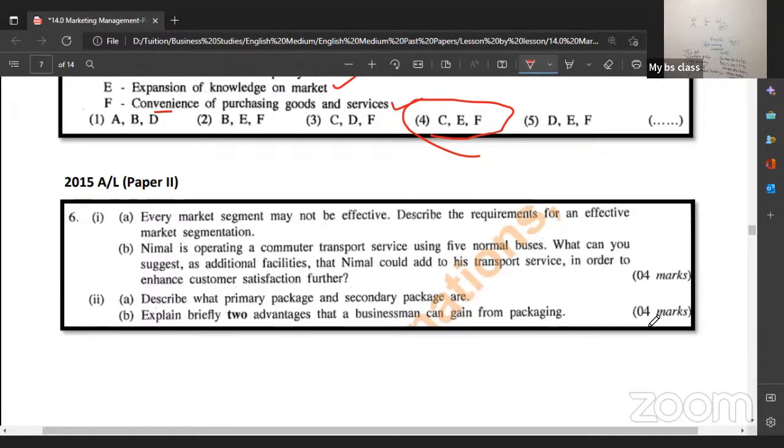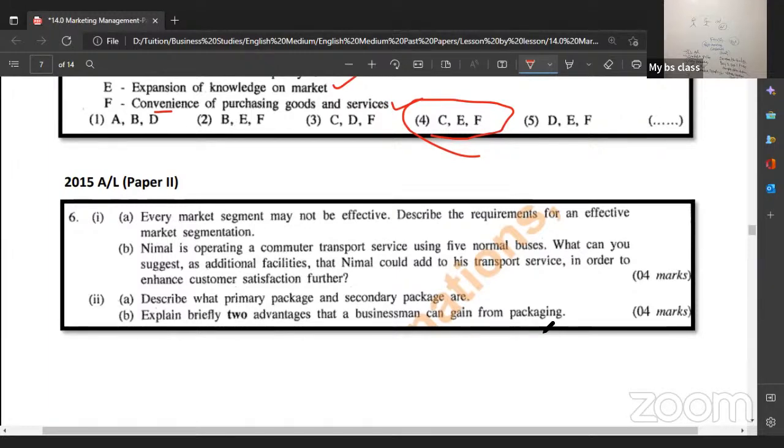Now let's see question number 18. The 2015 MCQ paper students did, and the next year they asked about effective market segmentation, right? What you have to write are the master factors, which are measurability, accessibility, substantiality, differentiability and actionability. The master factors, you get 2 marks there. 2 marks just to write the master factors. So that we discussed in the previous year question.